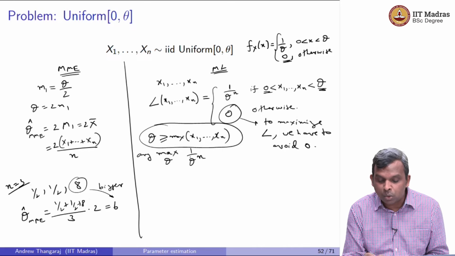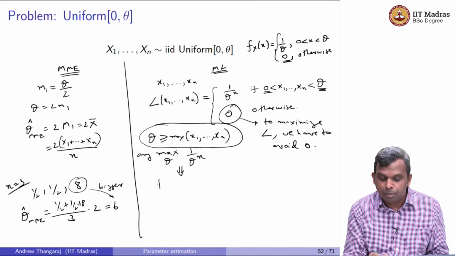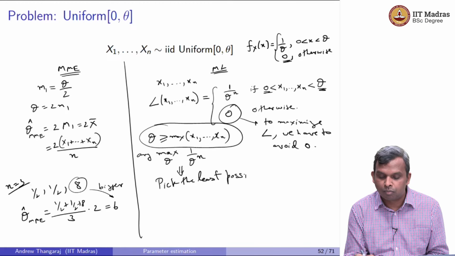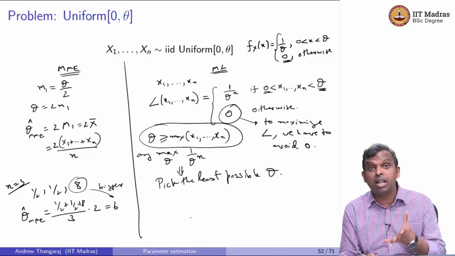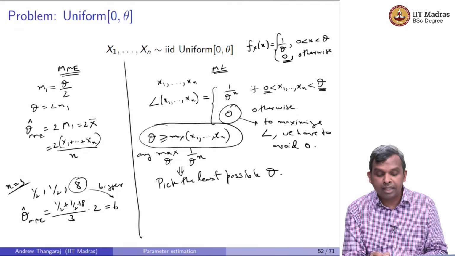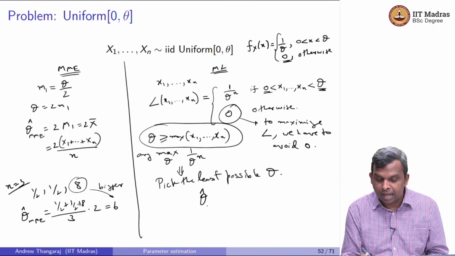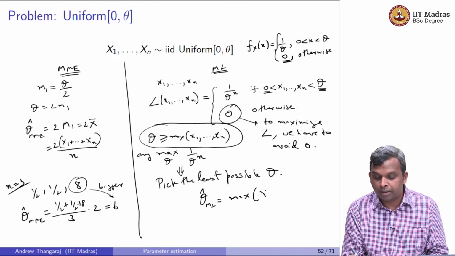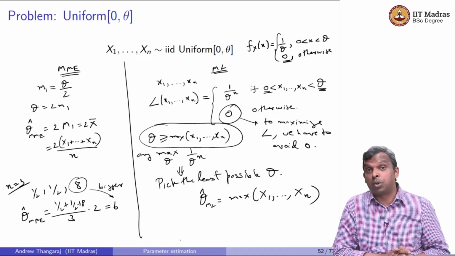Now if I want to maximize over theta 1 by theta to the power something, I have to pick the least possible theta, right? Because if I keep increasing theta, my 1 by theta to the power n will keep on decreasing. So I have to pick the least possible theta, and theta is greater than or equal to max of x1 through xn. So clearly my theta hat has to be equal to the maximum of x1 through xn. So this is the ML estimator for uniform 0 theta.